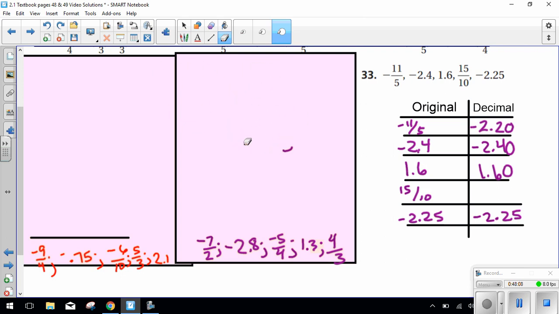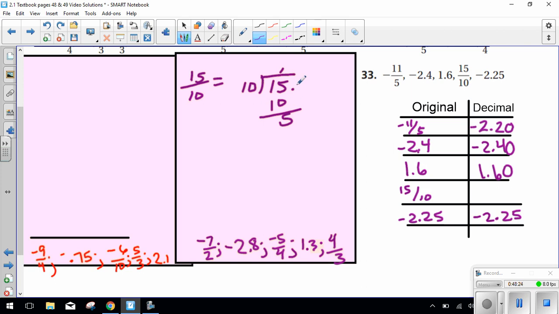And finally, we have 15/10. Your dividend goes in, your divisor stays out. 10 goes into 15 1 time, 5 left over, decimal and a 0, bring down. 10 goes into 50 5 times, subtract, 0 left over, decimal, go straight up. So 15/10 is worth 1 5/10, or 1 50/100. Okay?